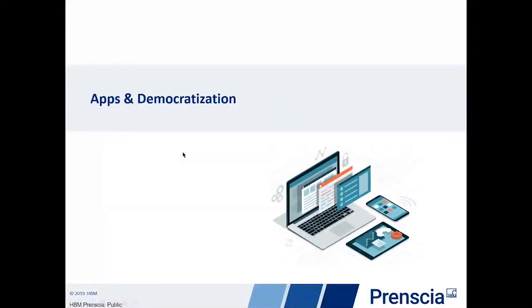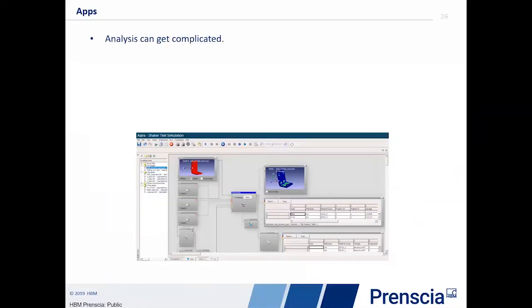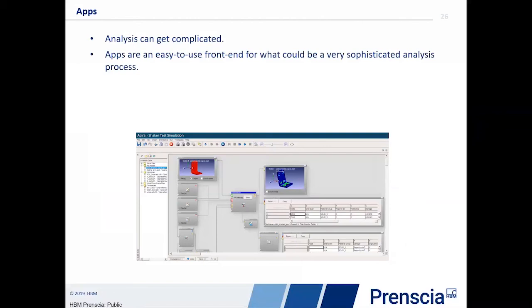Let's talk next, just to complete our summary of what Aqira is, about the third aspect here, apps and democratization. Analysis can get complicated, and you've got an example there, a screenshot of an analysis flow. We've got lots of different glyphs. In this case, it's doing a CAE simulation. The problem is that's great for the expert who's created it. It's less easy to hand that flow process off to the new graduate engineer who just joined the department and expect they're going to get the right answers.